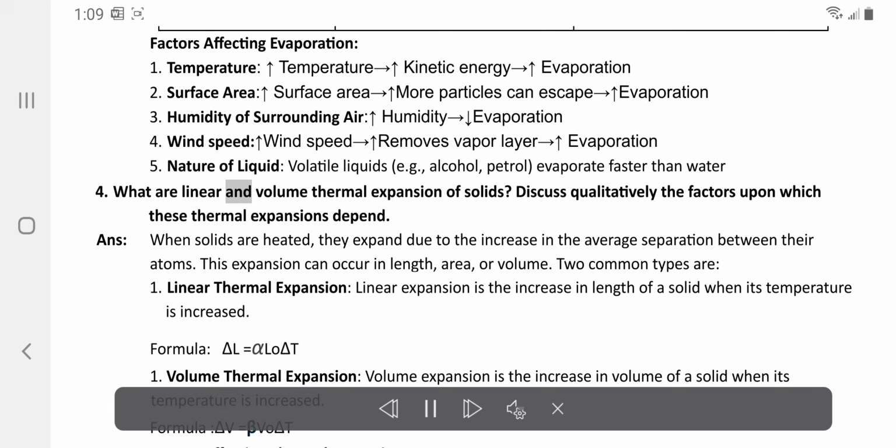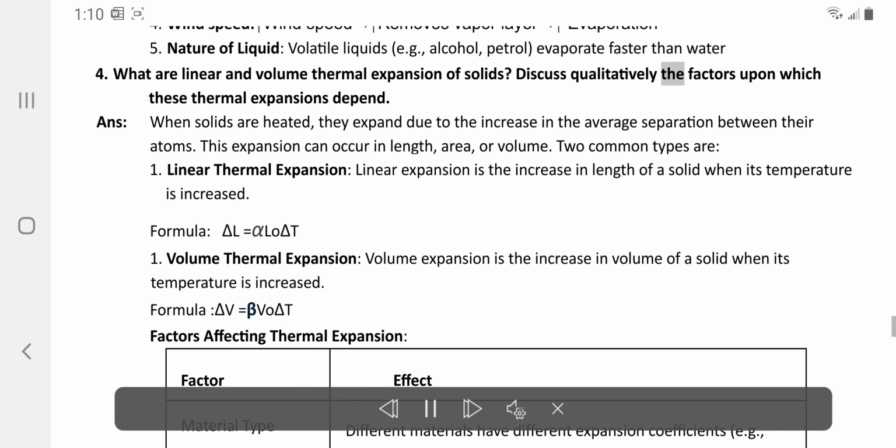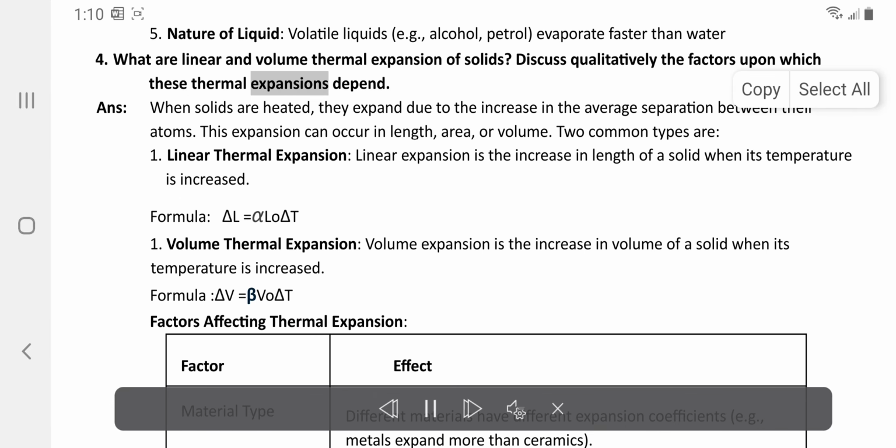What are linear and volume thermal expansion of solids? Discuss qualitatively the factors upon which these thermal expansions depend. Answer: when solids are heated, they expand due to the increase in the average separation between their atoms. This expansion can occur in length, area, or volume.